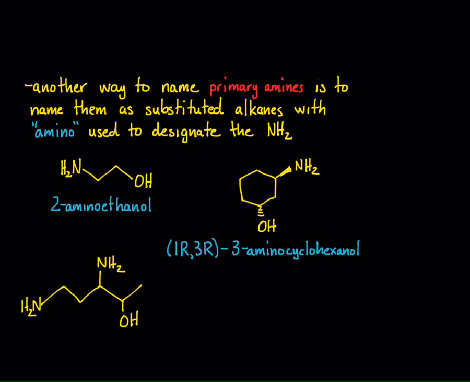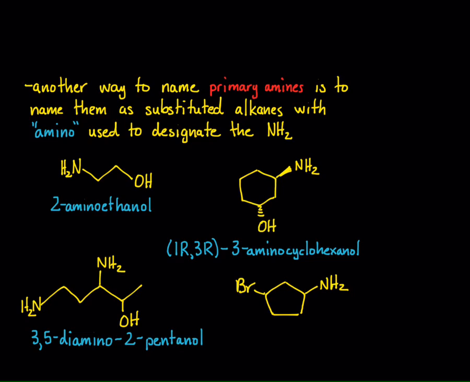Here's an example where I have 2 primary amino groups, but I also have an alcohol, and therefore this is going to get the designation of an alcohol with the NH2 groups as substituents. Again, I have to number this starting on the right-hand side so that the OH gets carbon number 2. Then one of the NH2 groups is on carbon number 3, and the other NH2 group is on carbon number 5, and therefore this is 3,5-diamino-2-pentanol.